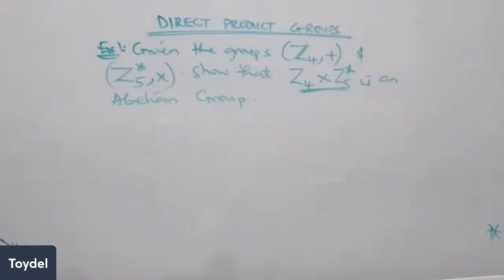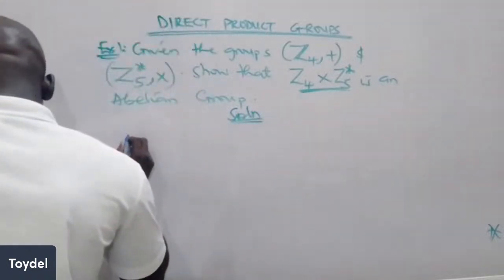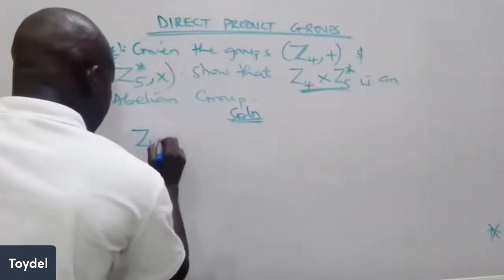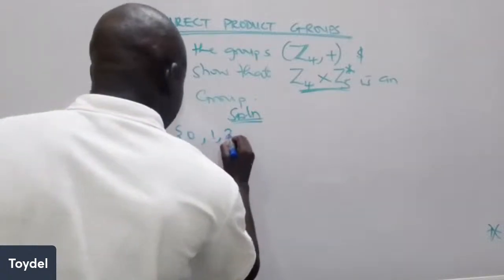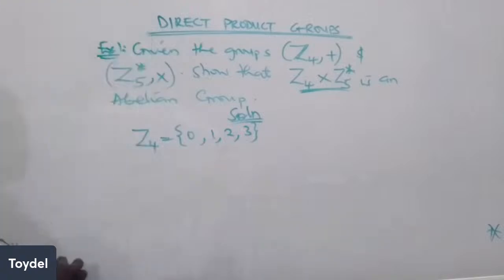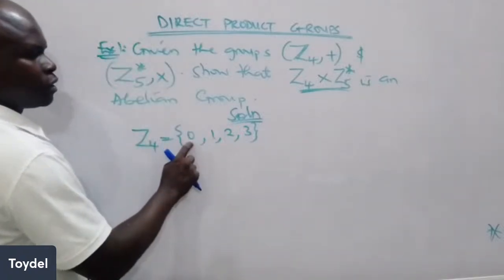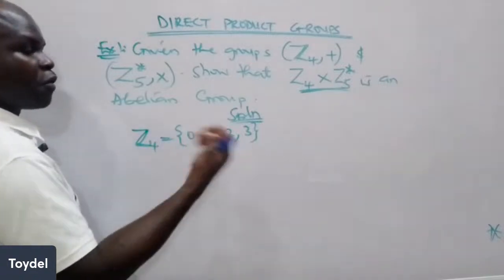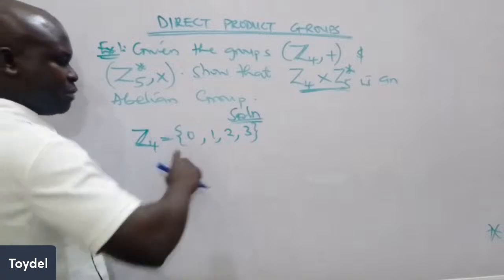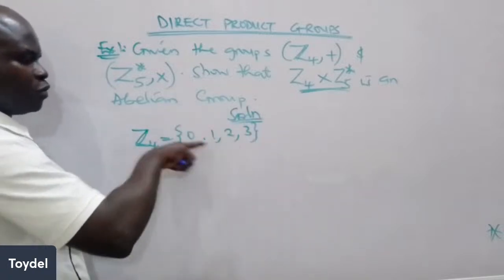So now let's go. Let's start with what is Z4. Z4 under addition will be 0, 1, 2, 3. Anything equal to 4 will be 0 because Z4 is modulo 4. So anything that is a multiple of 4 will be 0. If you have 8 here, it will be 0. If you have 12, 0.